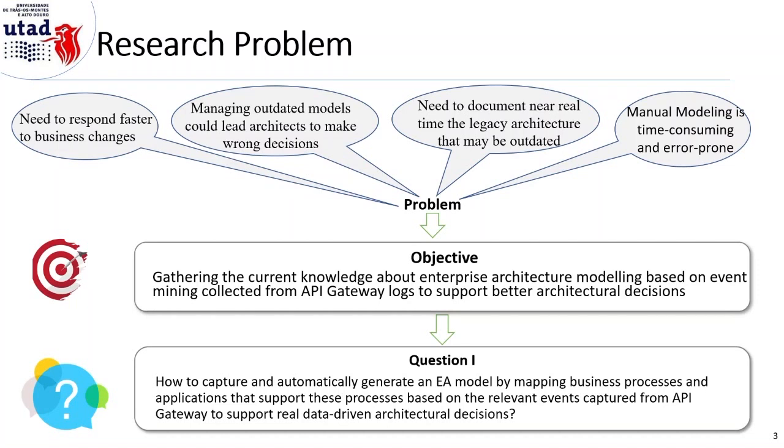So at the end, our objective is to develop an approach for enterprise architecture modeling based on events collected from API gateways to support near real-time data-driven architectural decisions. Thus, here we are trying to answer the question: how to capture and automatically generate an up-to-date architectural model by mapping business process and applications from API gateway traffic.